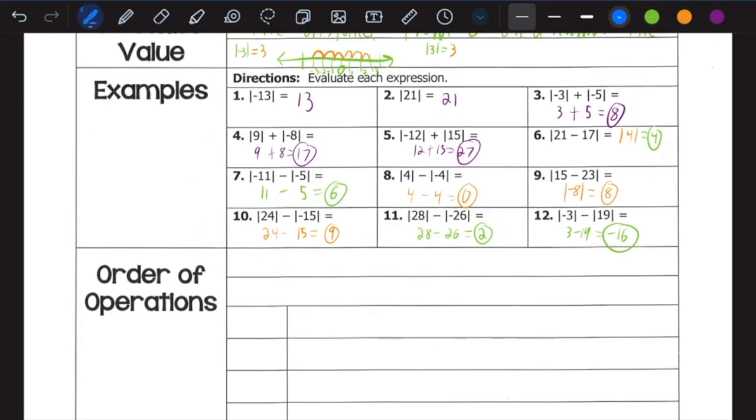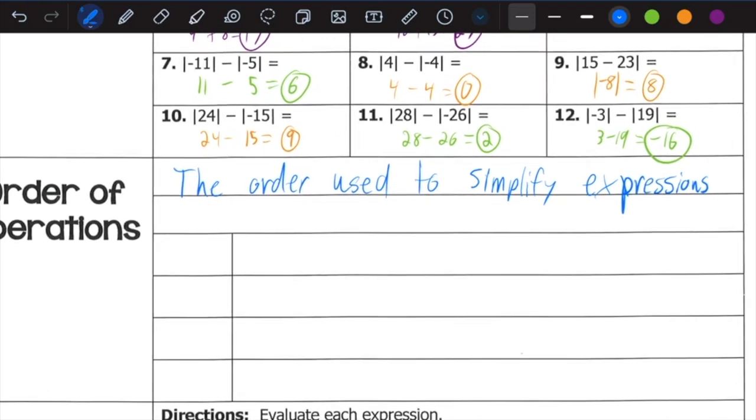Now let's talk about order of operations. The order of operations is the order used to simplify expressions. Expressions just mean we don't have equal signs. Otherwise, it'd be called an equation. So the order of operations.